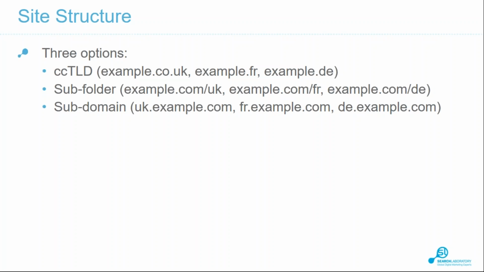The subfolder approach, where everything is hosted on a generic global domain such as .com or .net, .org for example, and then a subfolder or subdirectory structure would be used to host all the international content. The third approach that you could take would be the subdomain approach. Again, everything is hosted on the global top-level domain. In this case, I've used the .com example, but subdomains are used rather than subfolders. So the UK, the FR, the DE comes before the main domain extension.